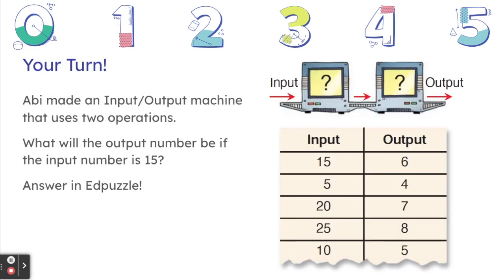Okay, now we finally get to this slide that I've been teasing you with by showing flashes of it. It's your turn now. Here is an input-output table that Abby made that uses two operations. What will the output number be if the input number is 15? I want you to put your answer in Edpuzzle. Good luck.